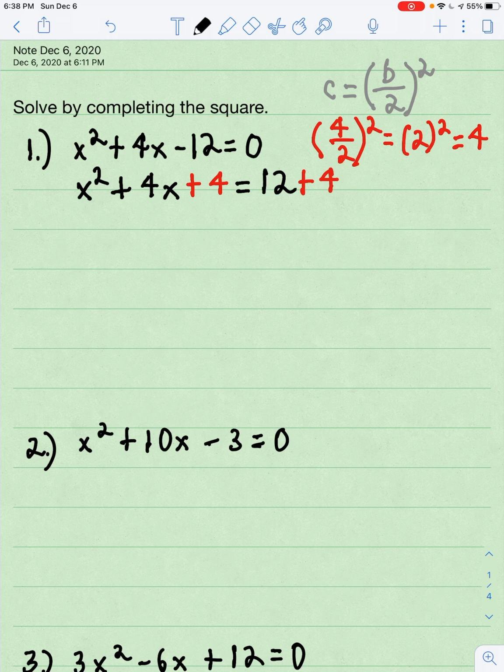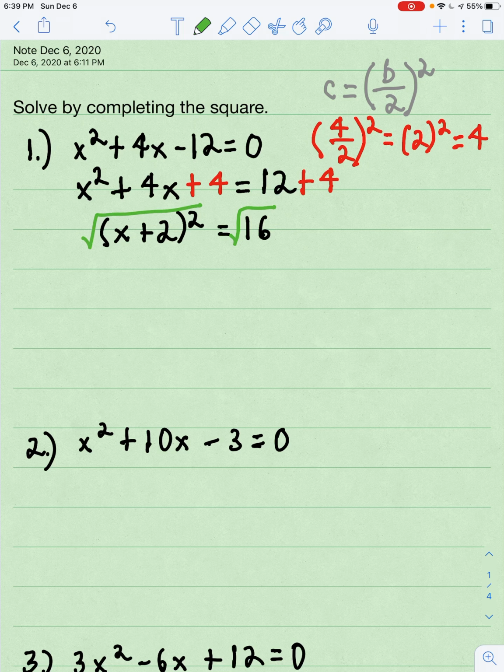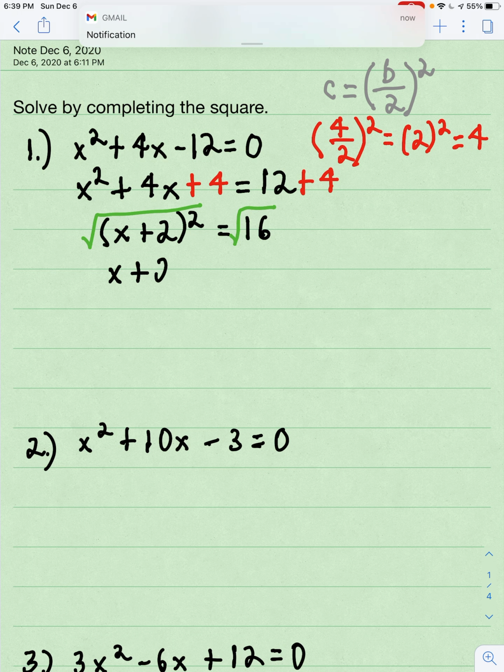Of course, now the left-hand side is a perfect square trinomial, meaning if you factor it, it factors into 2 identical factors, which in this case are both x plus 2, which we can write as the quantity x plus 2 squared. The right side, of course, would become 16, and now we can use square roots to simplify both sides. When we take the square root of both sides, the left side becomes x plus 2, and the right side becomes plus or minus 4.